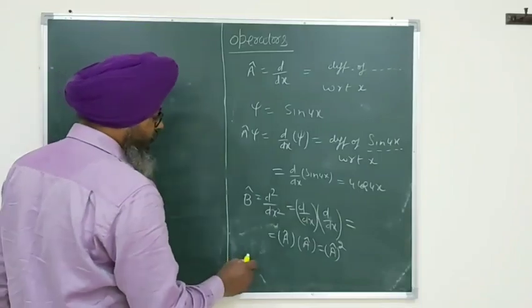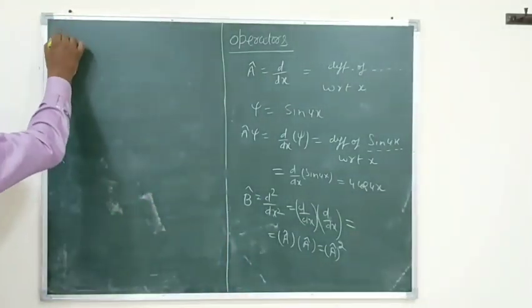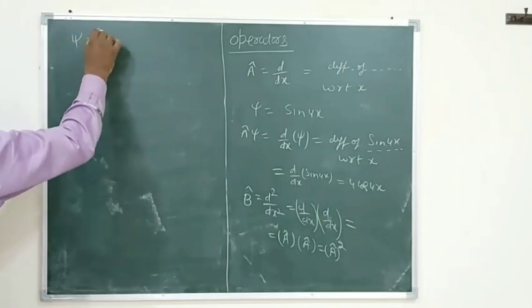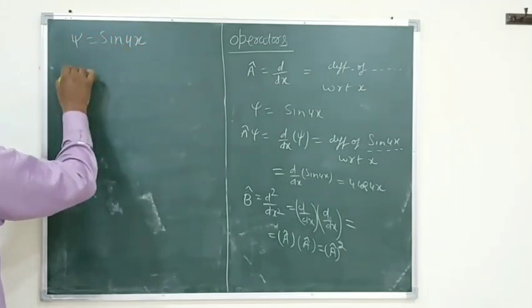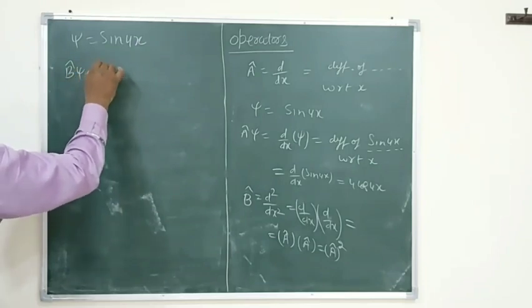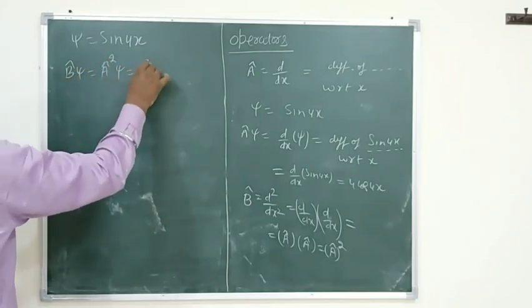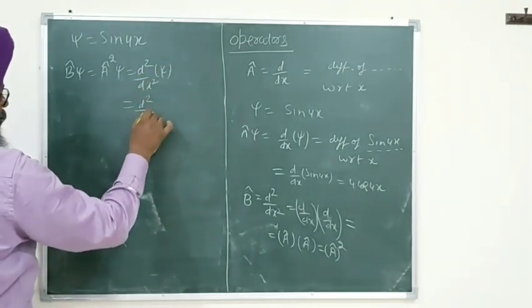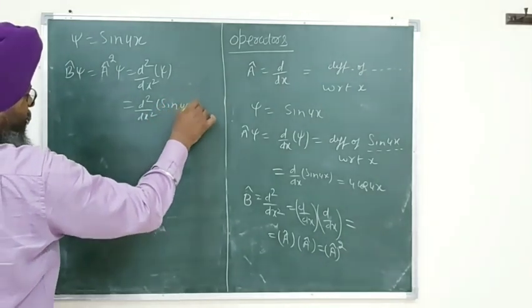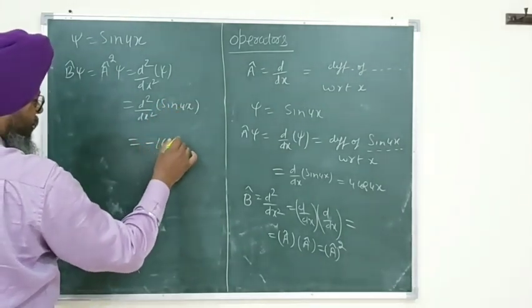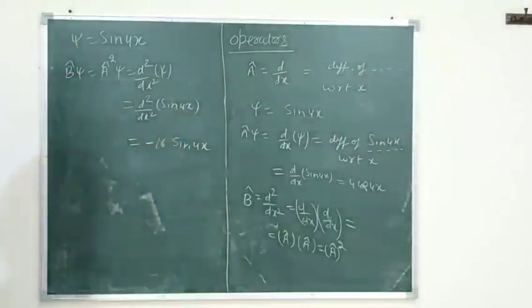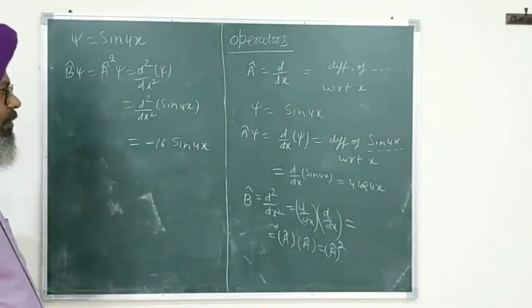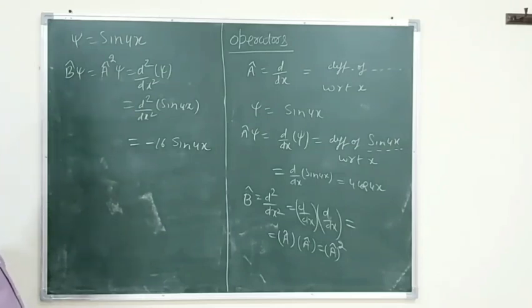So what will be this answer if I just apply b cap on the same wave function? Let us say psi is again sine 4x. Therefore, what will be b cap psi, which can also be written as a cap square psi, which is d2 upon dx2 of psi, which is equal to d2 upon dx2 of sine 4x, and you would get minus 16 sine 4x. This will be its answer. It is a simple method. I would not give its steps. The final answer will be this. You can verify very easily. So this is another property of the operators.